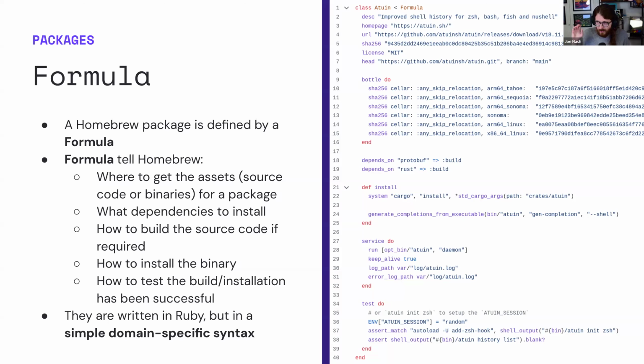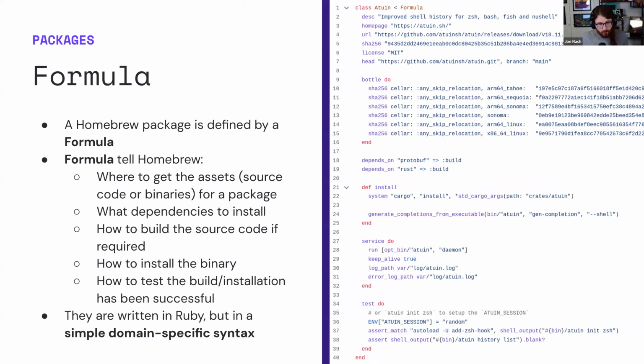So a formula is a package definition, and it tells Homebrew where to get the assets to install the package. That might be source code that it will build from source to get the software working on your machine, or it might be a pre-compiled binary, so a program that's already been compiled and is ready to use on your operating system straight away. It will have the download locations of those.